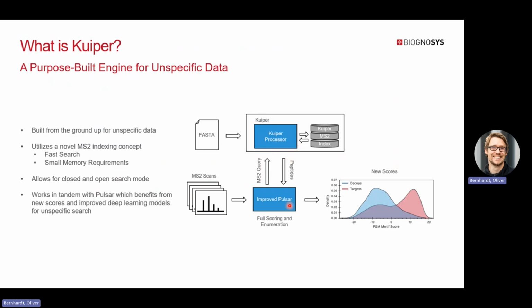Every time Pulsar gets MS2 scans to search, it will send them to Kyper, which will do a very fast MS2 index-based analysis of the scan to return a list of suggested peptides it saw in the scan. These peptides are then fully enumerated in Pulsar again and scored, usually using our usual scoring methods. The whole thing is quite fast and has a very low memory footprint, which is very nice. It also benefits from some other new scores that we added specifically for the subset of immunopeptidomics data.